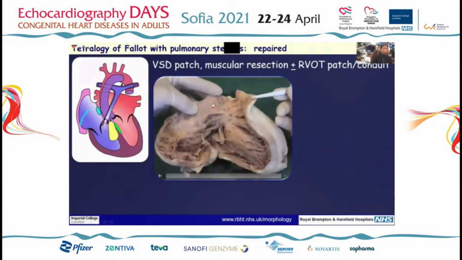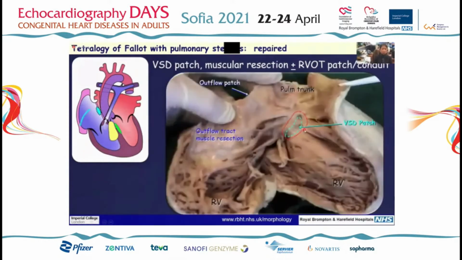And we see some thinning of the ventricular walls as well. And I think this might have been a sort of outflow tract patch, prosthetic material put in. So here we are, the still image here, the patch, and some muscle around here. Here's the outflow tract patch.